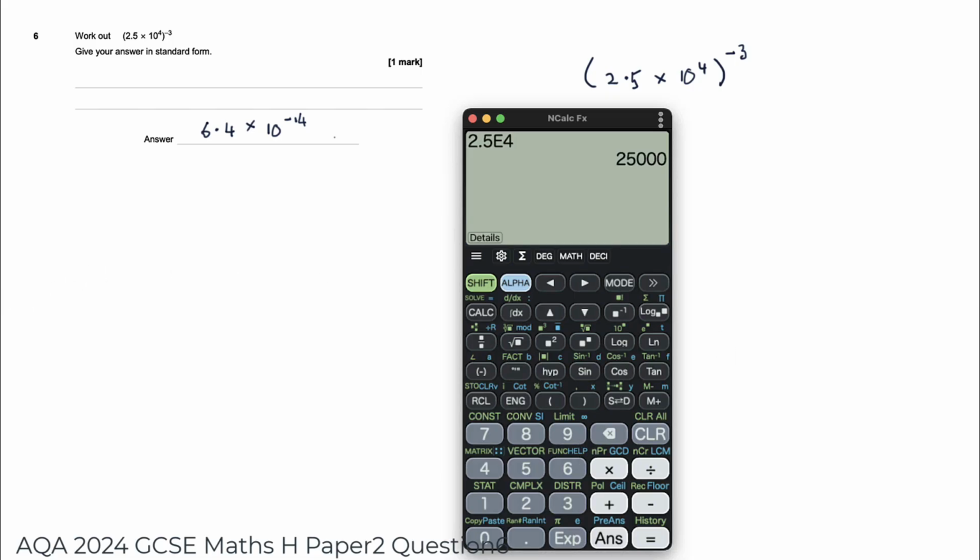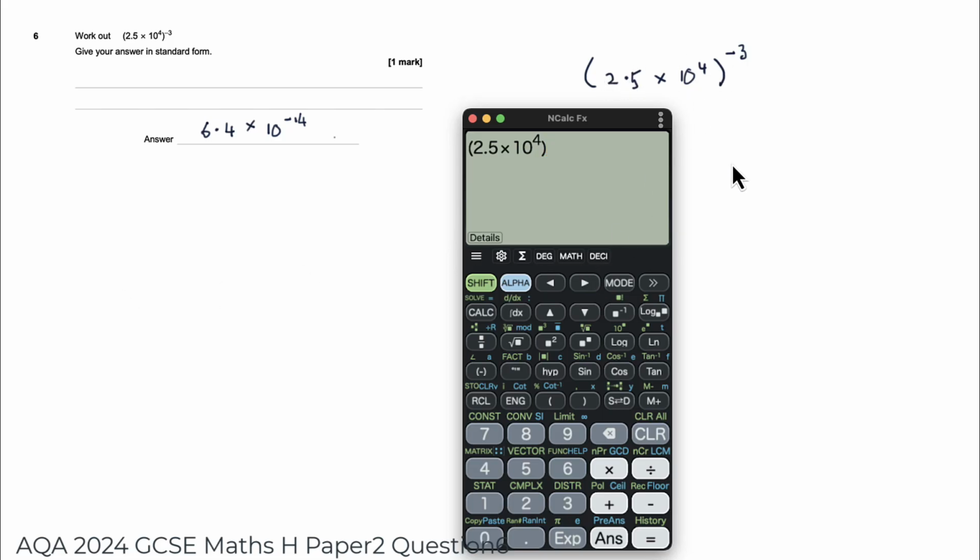Now one last comment about this, let's clear that. What we could do is introduce brackets and really mimic what's written here. Write my 2.5 times 10 raised to the power of 4, and then close my brackets. Now I'm at a stage where I can raise that because I've got brackets round it, just as I've written there.